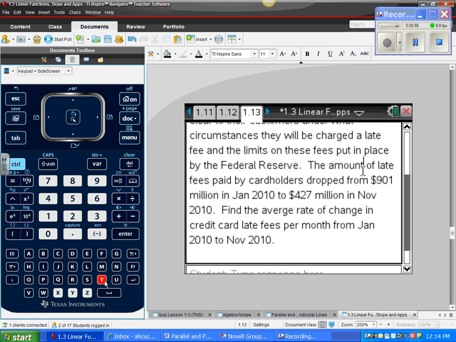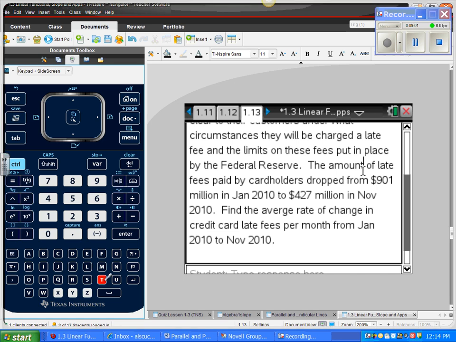Find the average rate of change in credit card late fees per month from January 2010 to November 2010. So again, it's that change in y over change in x. Our change in y is going to be our dollar value, so 427 minus 901 in millions. And then we're going to have over a 10-month period, so let's say 11 minus 1, which is going to give us negative 474 over 10, which is negative 47.4.